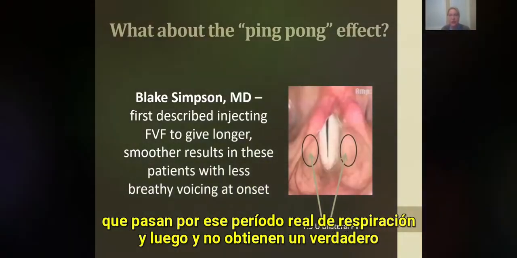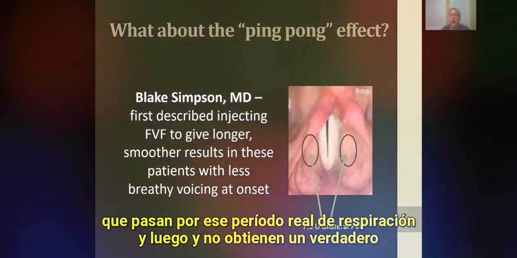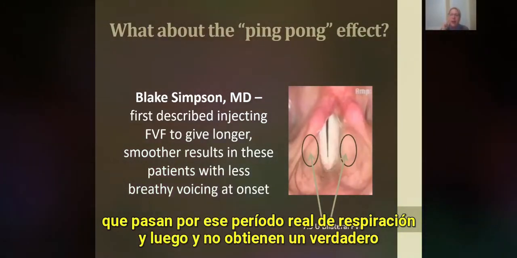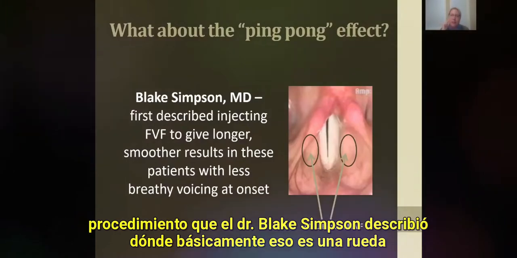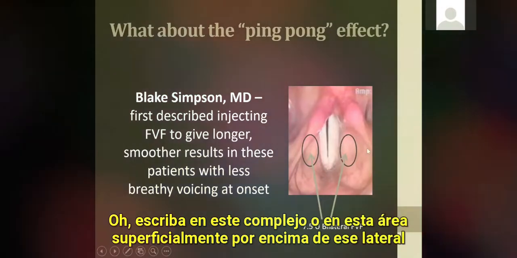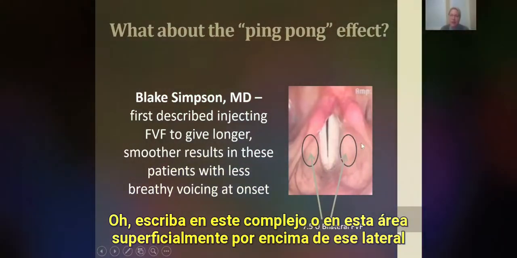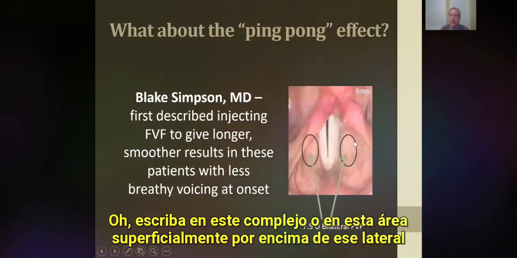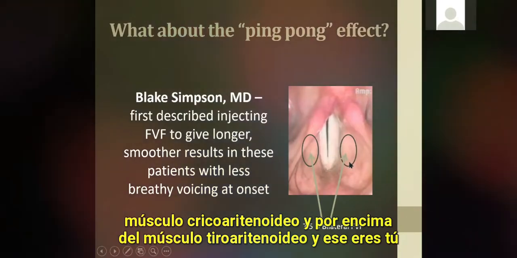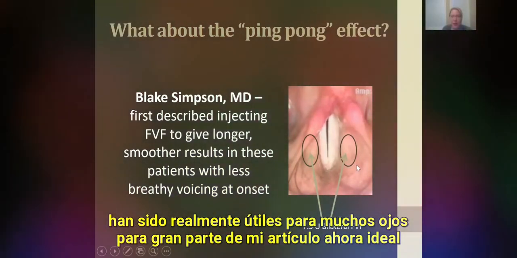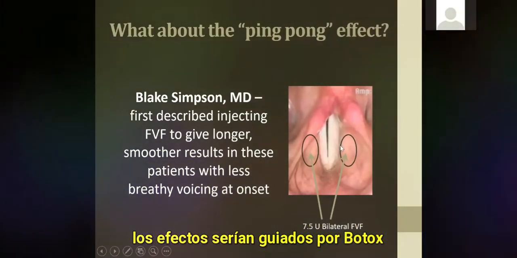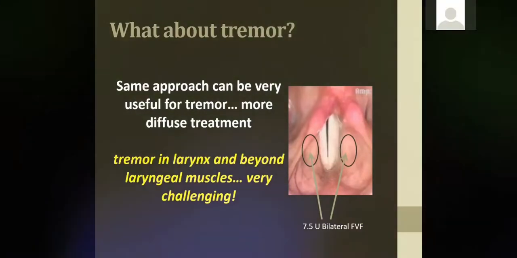One of the alternatives we have for those patients who go through that real breathy period and then the effects of the Botox wear off and they don't get a real good stretch of clear voicing, there was a procedure that Dr. Blake Simpson described where basically he injects a wheel of Botox into this complex, superficially above that lateral cricoarytenoid muscle and above the thyroarytenoid muscle. And that seems to have been really helpful. I use this for a lot of my patients who are not getting ideal effects with the EMG guided Botox. We'll use this approach, especially for those with tremor.